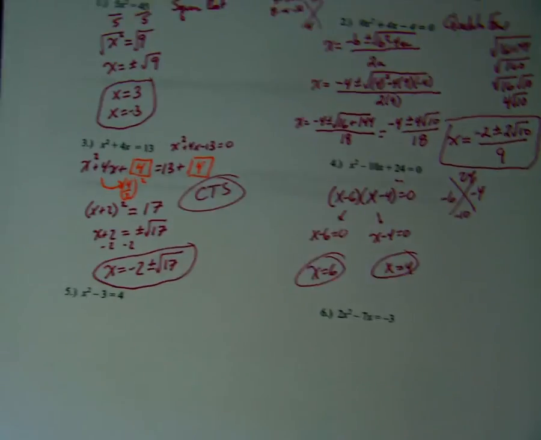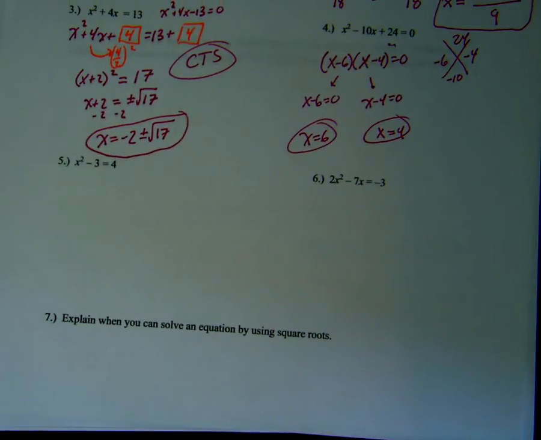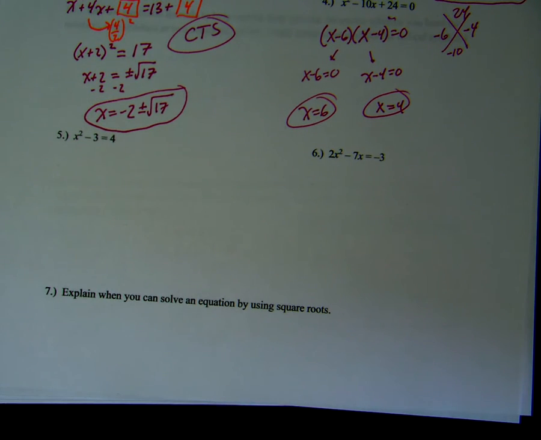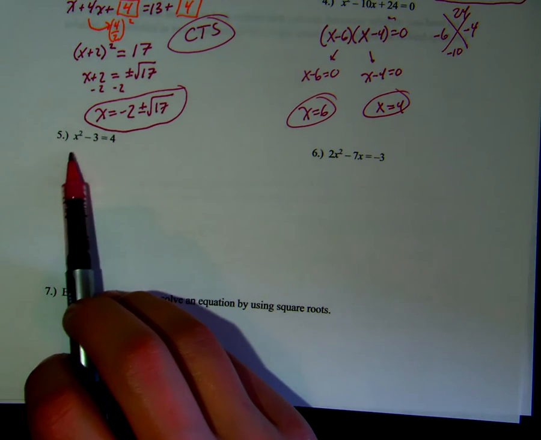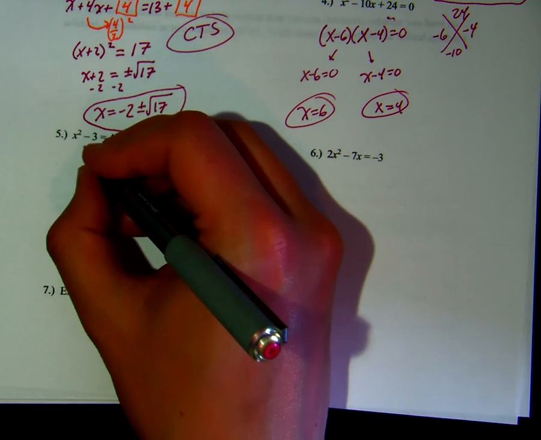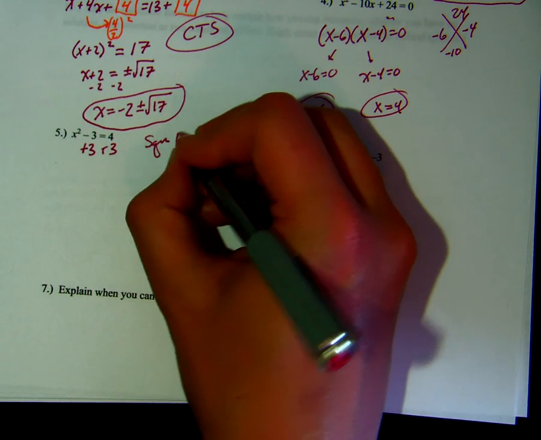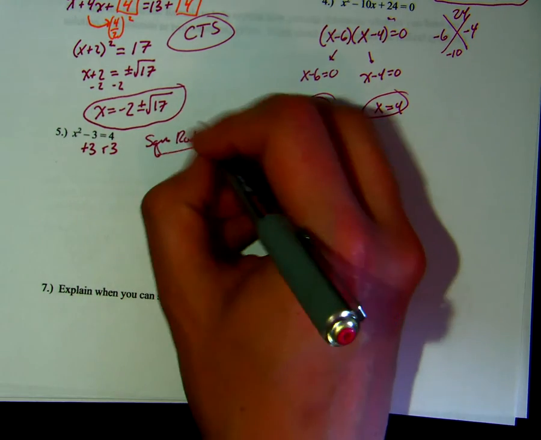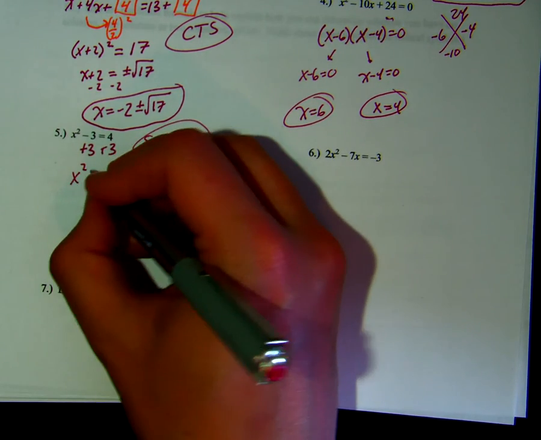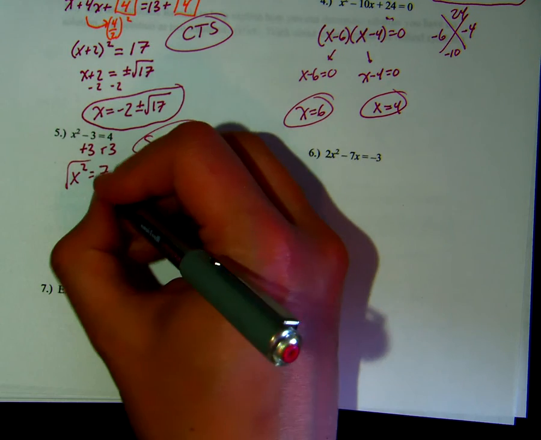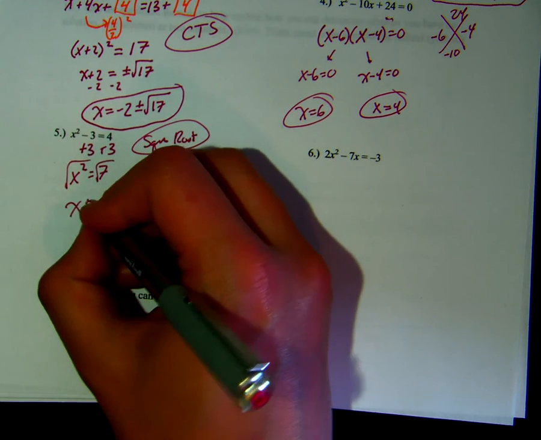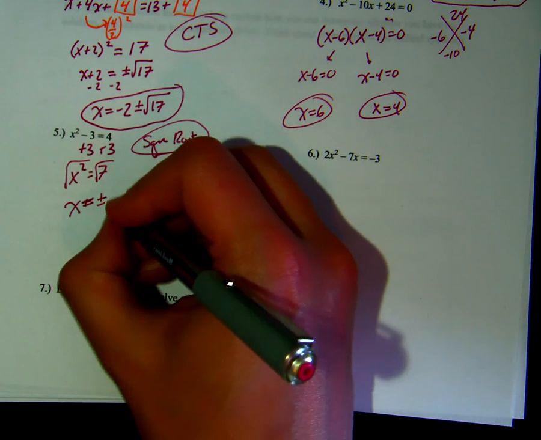Down here we got now number 5. Again, there's no linear term. There's only an x squared, which means that I can do this by square rooting. So this gives me x squared equals 7, and then I just take the square root of both sides. Don't forget the plus or minus. So it's plus or minus the square root of 7.